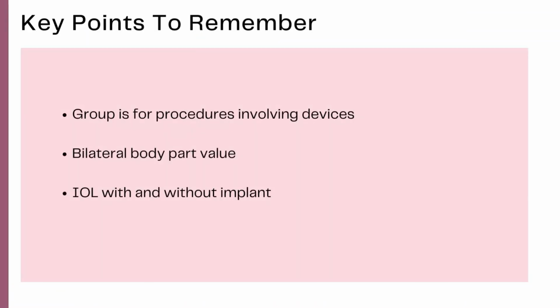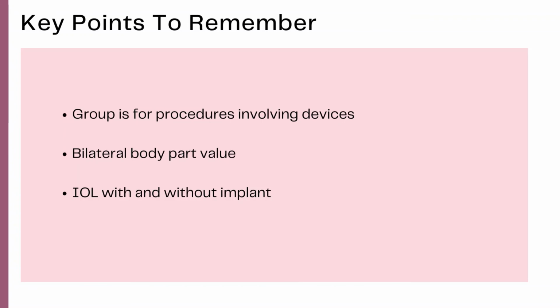So the key points to remember from this video. This group of root operations always involves a device that is inserted, removed, repaired or replaced. Okay, we are talking about group number 6, root operations that always involve a device. For body part values, sometimes you may not have a bilateral body part value. In those cases, you need to code once for the left side and once for the right side separately. If you have a bilateral body part value, then one code would be enough to define the procedure that was done bilaterally.